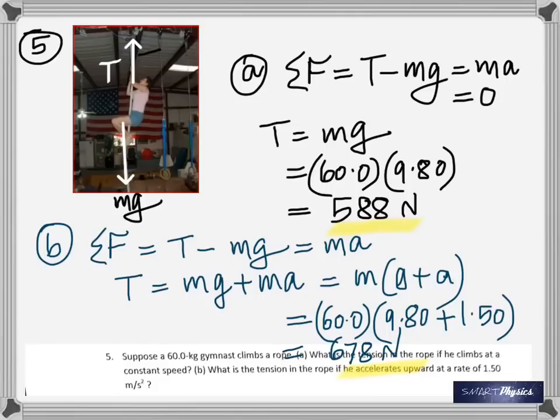So how will that change if he was going down? Let's say for the exam I ask you, he's going down. How will this change? Instead of saying T minus mg, you would say T plus mg. Or in this case, it will become g minus a. g minus a.